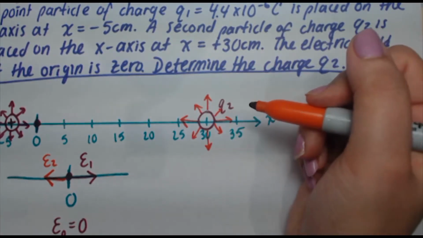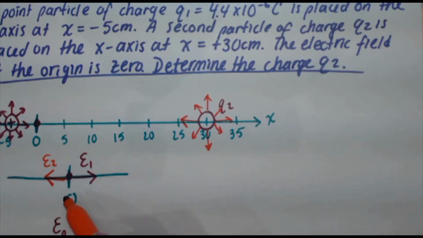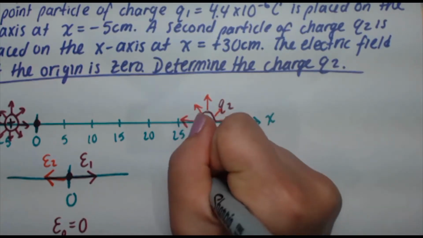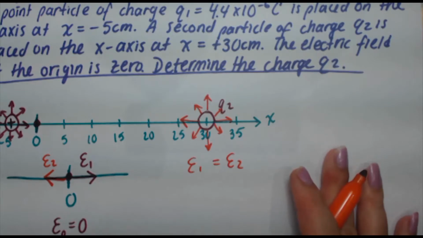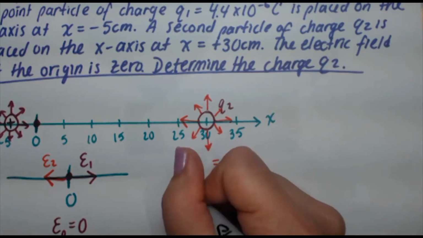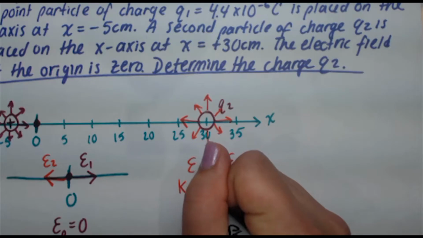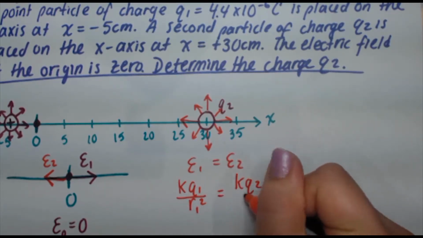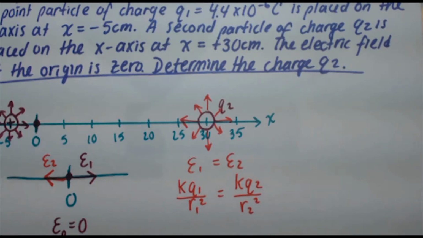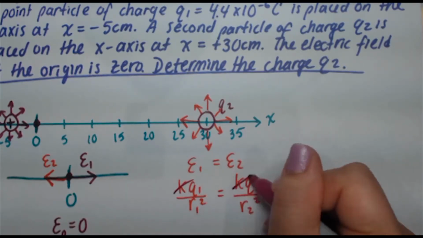Now, the beautiful thing about the symmetry in this problem is that we already know that Q2 must be positive, and since the net electric field at point 0 is 0, that means that these two must be equal in magnitude and opposite in direction. So we can say epsilon 1 equals epsilon 2. Now the expression for electric field is kq over r squared. So for epsilon 1, it's going to be kq1 over r1 squared. For epsilon 2, kq2 over r2 squared. So our k's cancel out, so there's one simplification already gone.